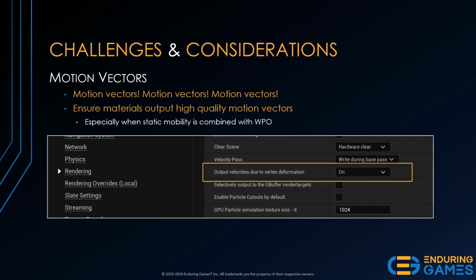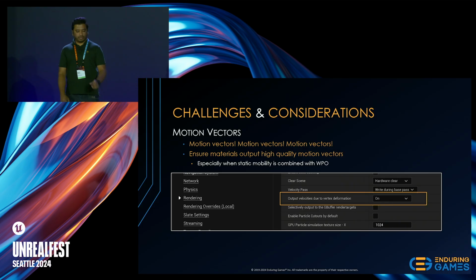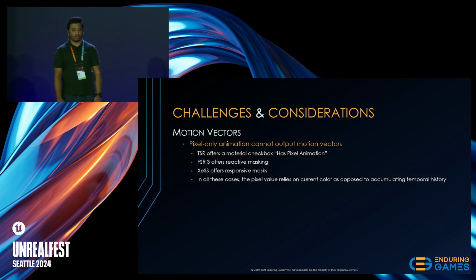Again, motion vectors, motion vectors, motion vectors. You say it enough times, it should just work, right? Well, caveats. For WPO and static mobility, Unreal has this flag where you can output velocities for vertex deformation. If you have this on, it will actually output velocity vectors for those foliage things that are static but tend to move. The other case that you'll have to account for is pixel animation.